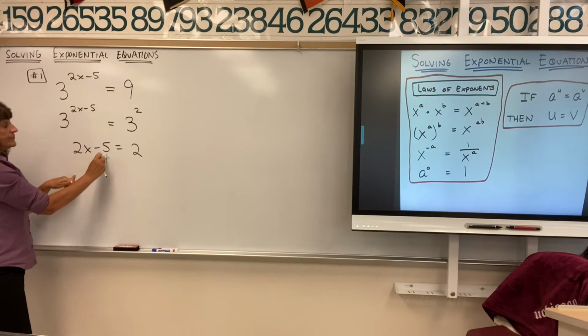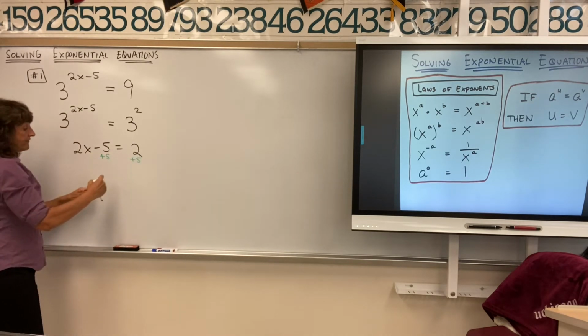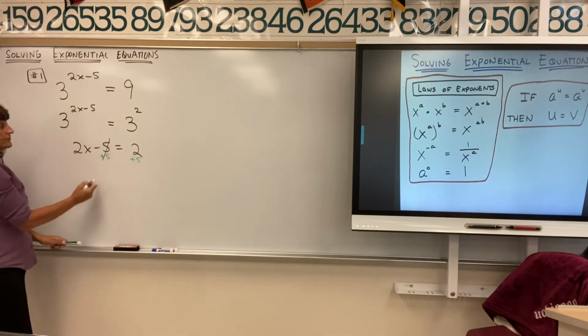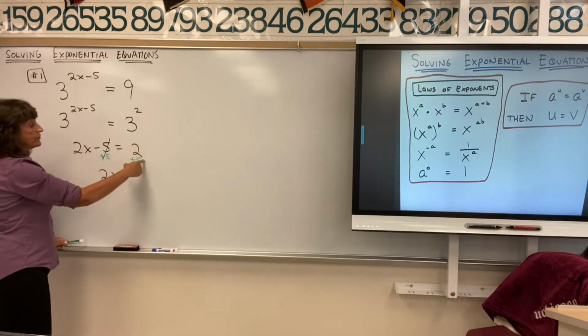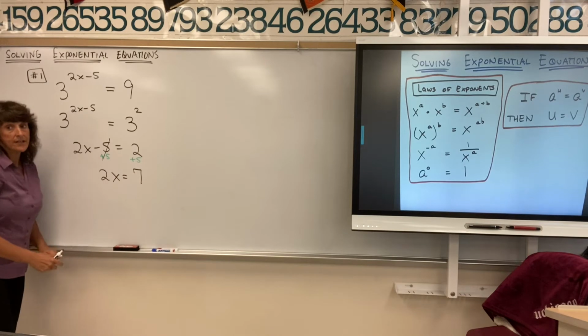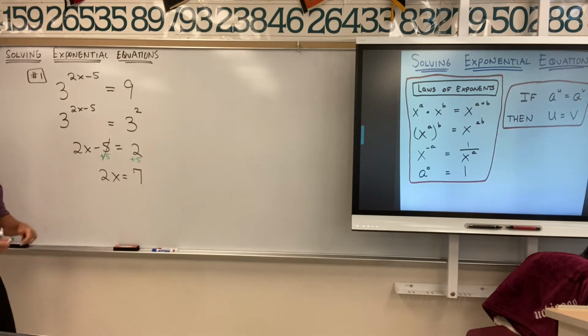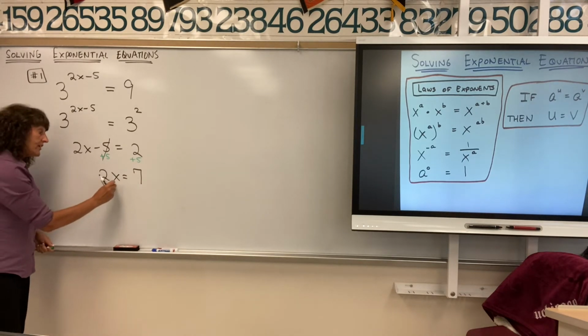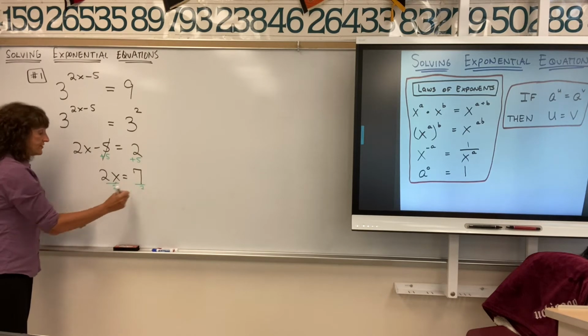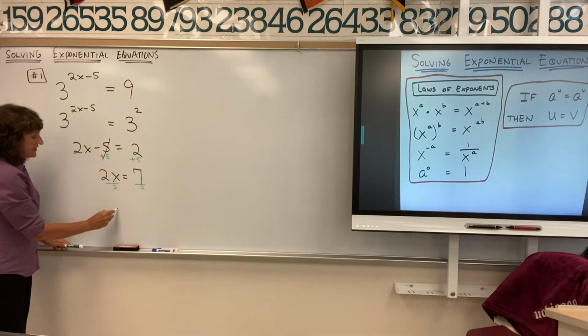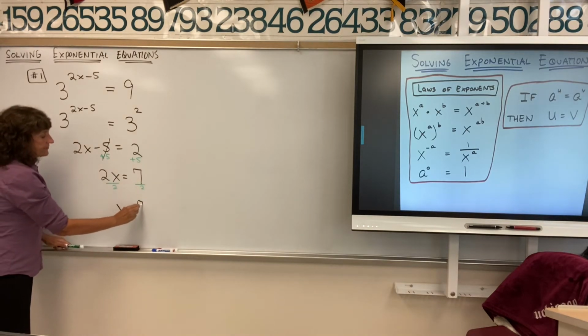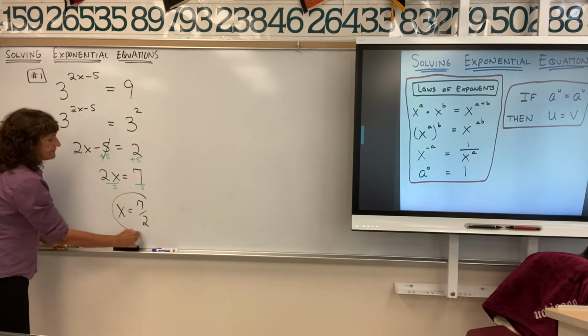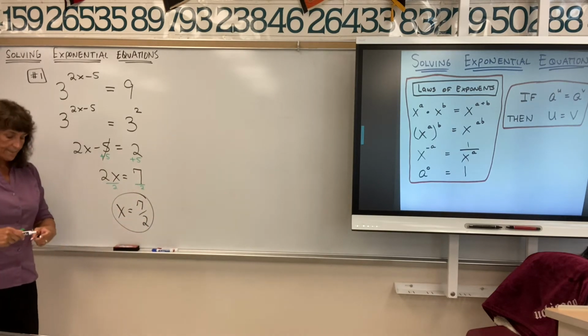Let's add 5 to both sides. The 5's cancel, so you have 2 times x equals 2 plus 5, which is 7. We don't want 2 times x, we're solving for x, so divide both sides by 2, and x equals 7/2. So here's your answer to the first equation.